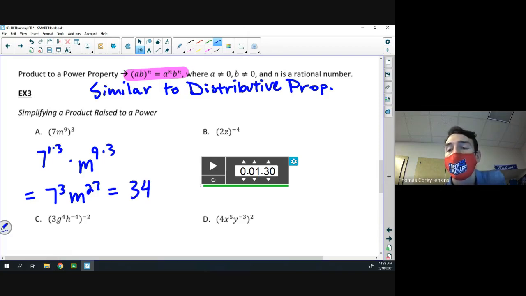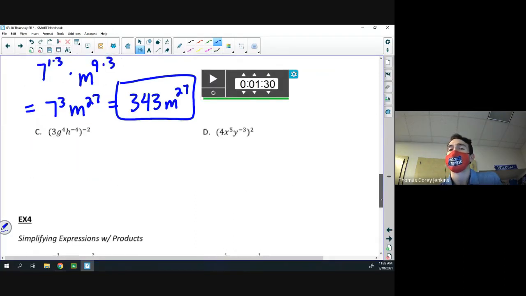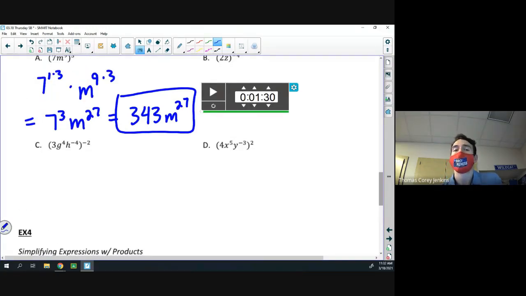All right, so it's 343 m to the 27th would be my answer in absolute simplest form. Okay? Yes? Basically, in that equation you just did, you also times 3 to the 3rd power, 99 times 3, the other one. Yeah. All right, so let's go ahead and look at C.